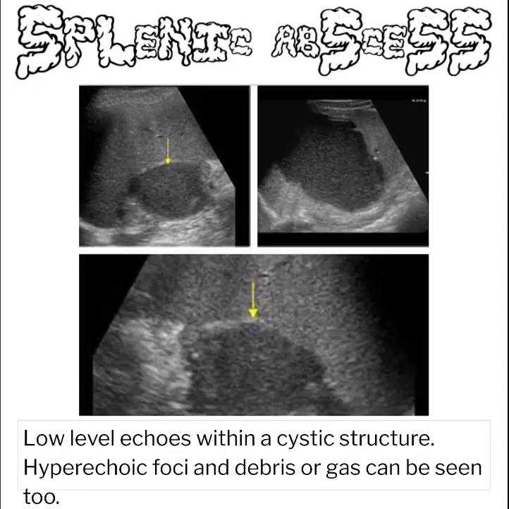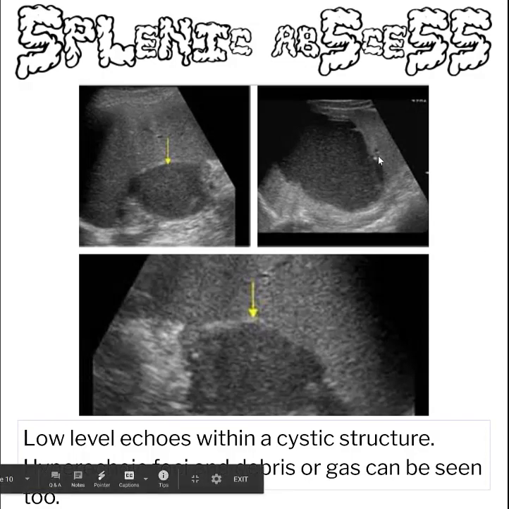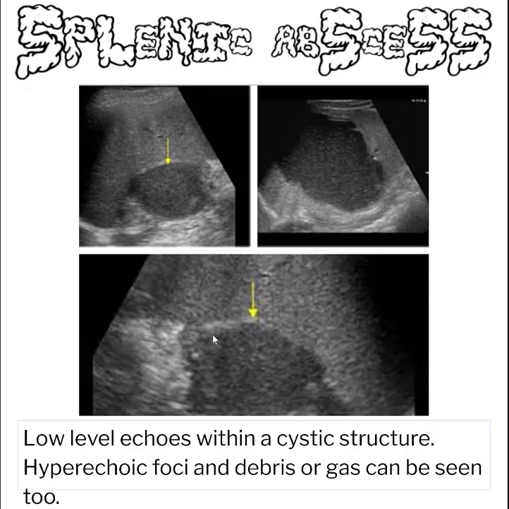So here's an example of an abscess in the spleen. This one is more of a low-level echo, so it looks a little bit more solid, but this is still more like the pus, thick pus building up in the area. We can see those ragged walls that we're talking about, and if there were to be gas in there, we would see echogenic foci or linear lines rising towards the top of the lesion.